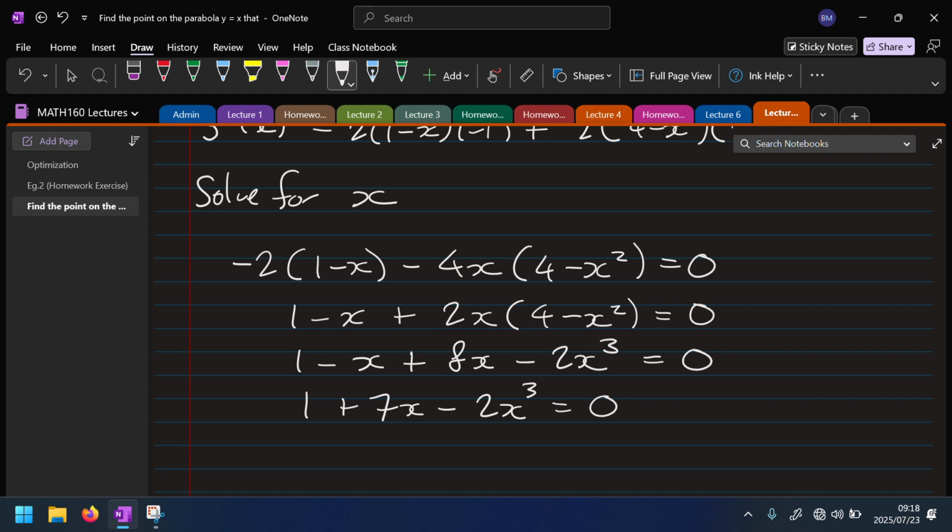We need to factor this to get our x solutions, or you can do a guess and check or something like that. So what do we get for x when we factor this? Do you know how to factor these? Try it out, see what you get. It's x cubed, so we're going to get something from this.